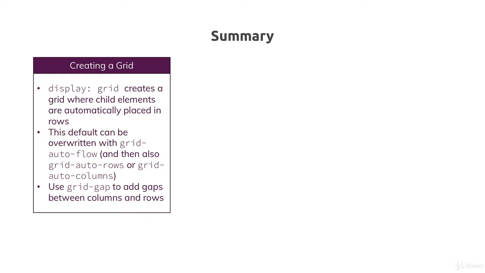You can override that default with grid autoflow. You can set the default of creating rows to create columns there, for example. And you can also style these automatically generated rows or columns with grid auto rows or grid auto columns. With grid auto gap, you can also add gaps between your columns and rows to the grid. Now that's the general grid.